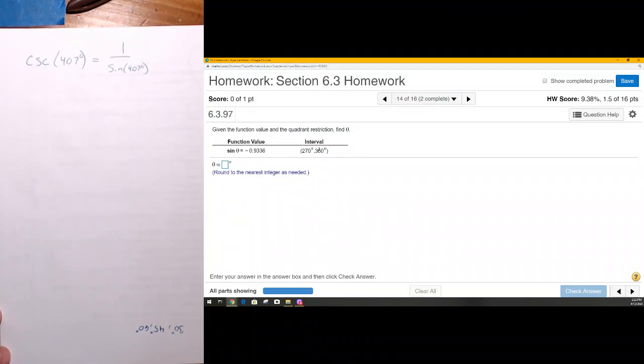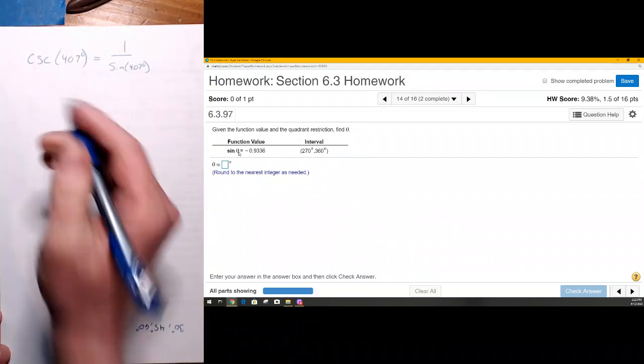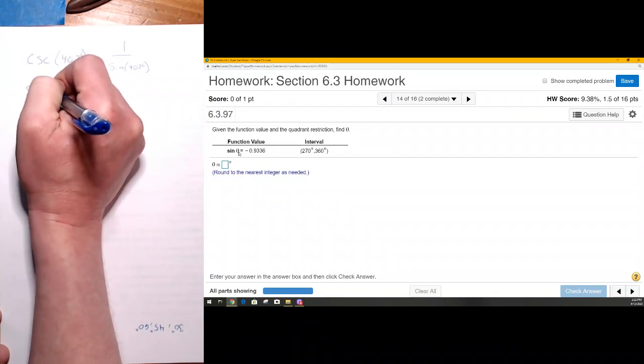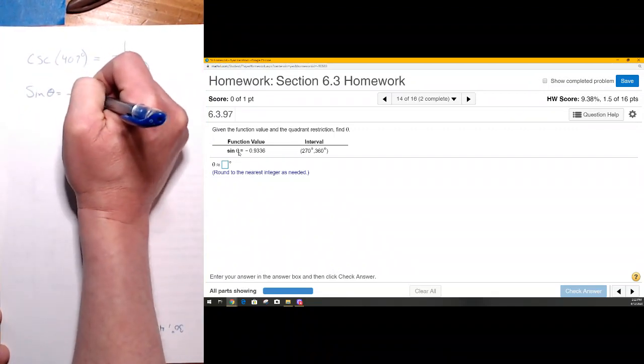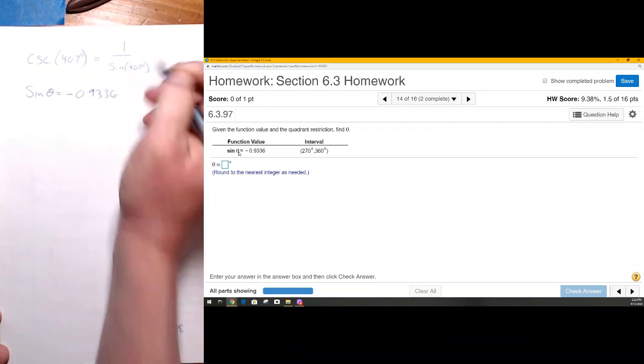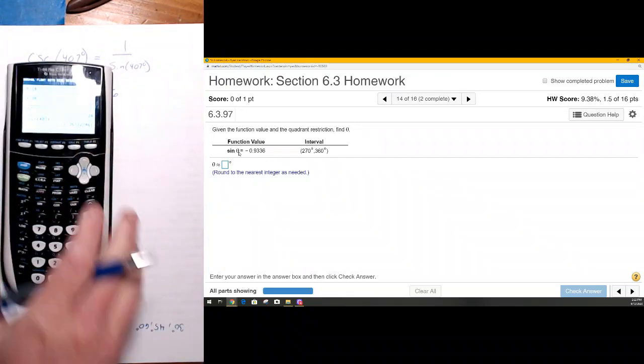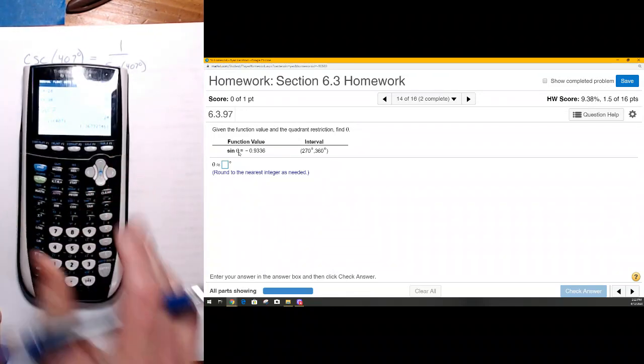This interval part that we have over here just tells you what quadrant it's going to be in. So this one's going to be in quadrant 4. I know that cosine is positive and sine is going to be negative. Here I have the sine value as negative. But to figure out what this angle is, you've got the fact that sine theta is equal to negative 0.9336. So to figure out what theta is, I want to use inverse sine.